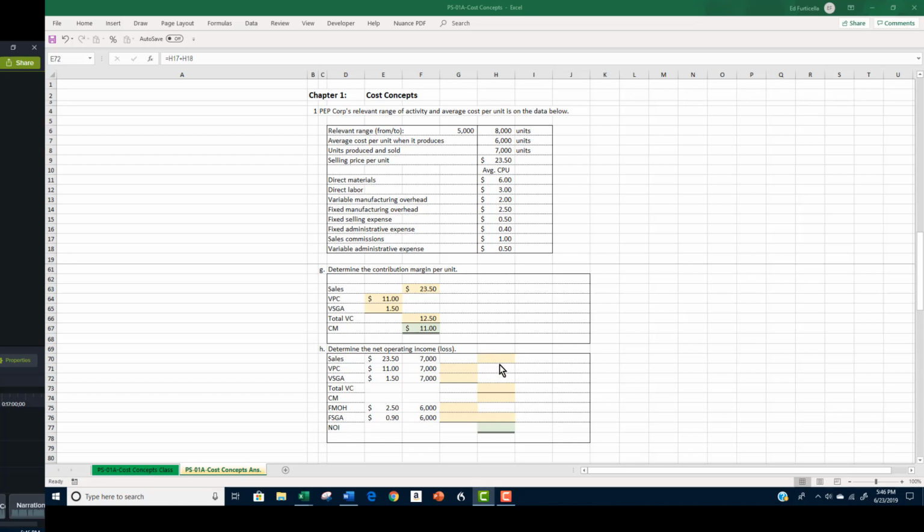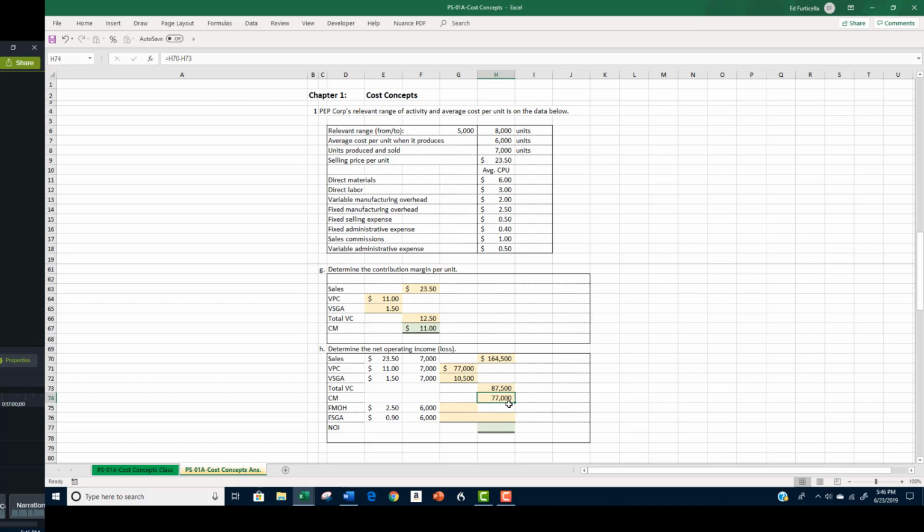Sales is determined by multiplying the selling price of $23.50 by the 7,000 units sold to get a total of $164,500. Total variable cost is $87,500 as calculated earlier. It includes variable product costs of $77,000 and variable SG&A costs of $10,500. Contribution margin is the difference between sales and total variable cost, or $164,500 minus $87,500.